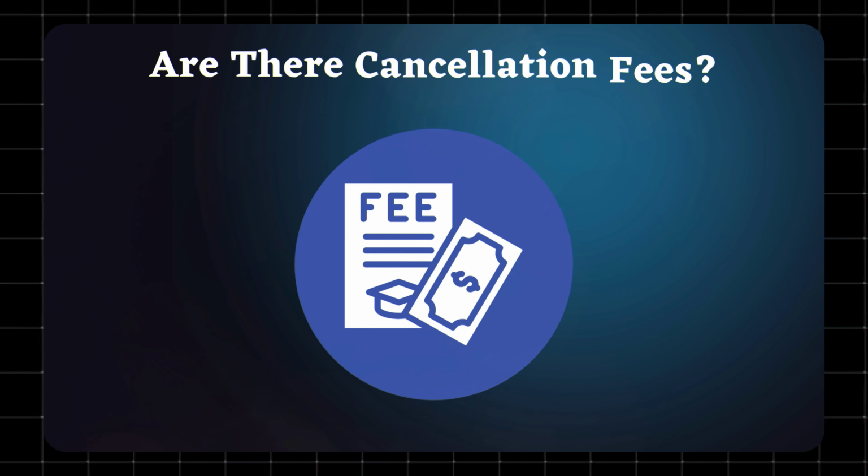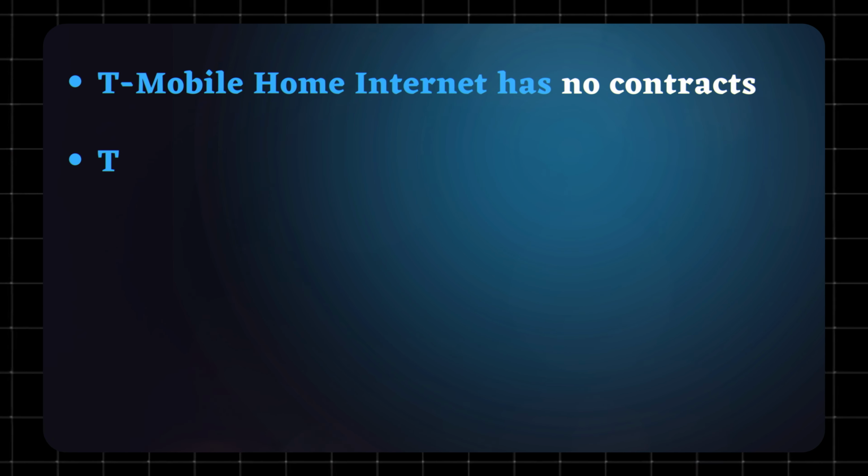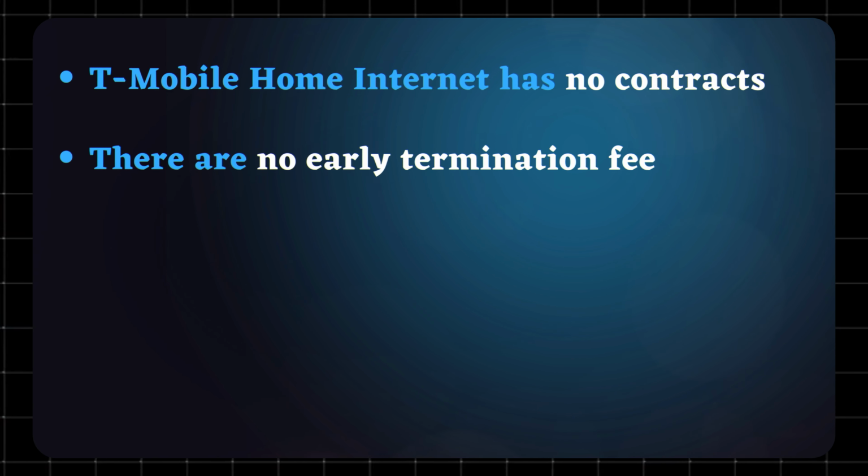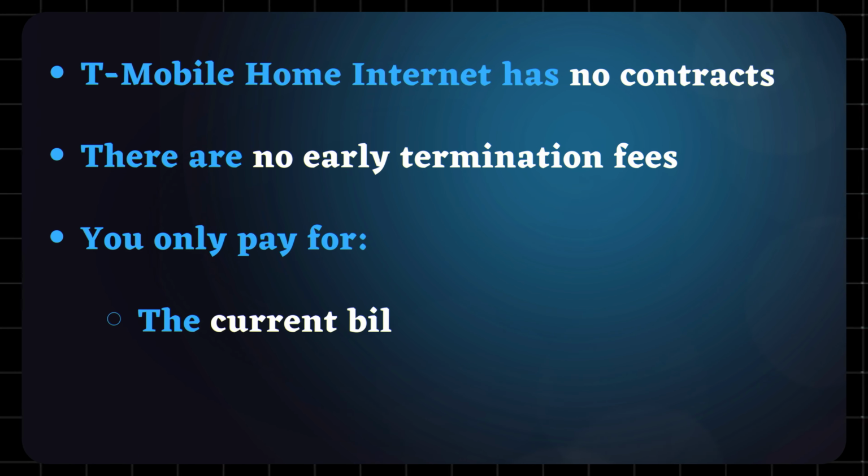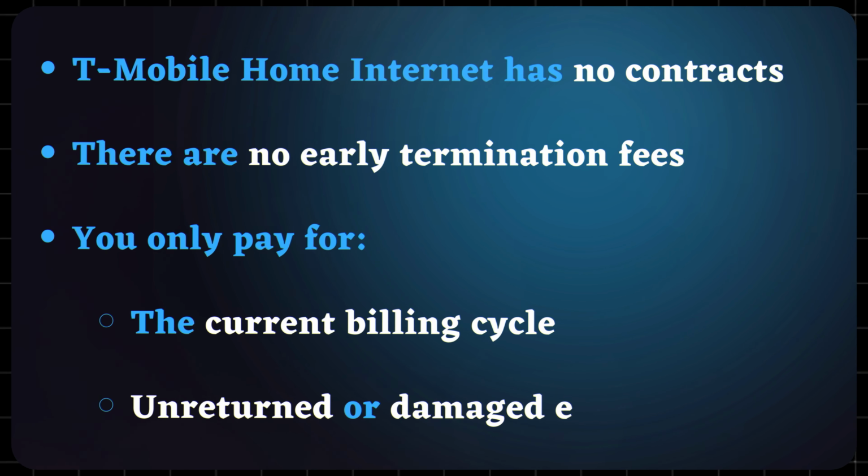Are there cancellation fees? Good news here. T-Mobile home internet has no contracts. There are no early termination fees. You only pay for the current billing cycle, and any unreturned or damaged equipment.